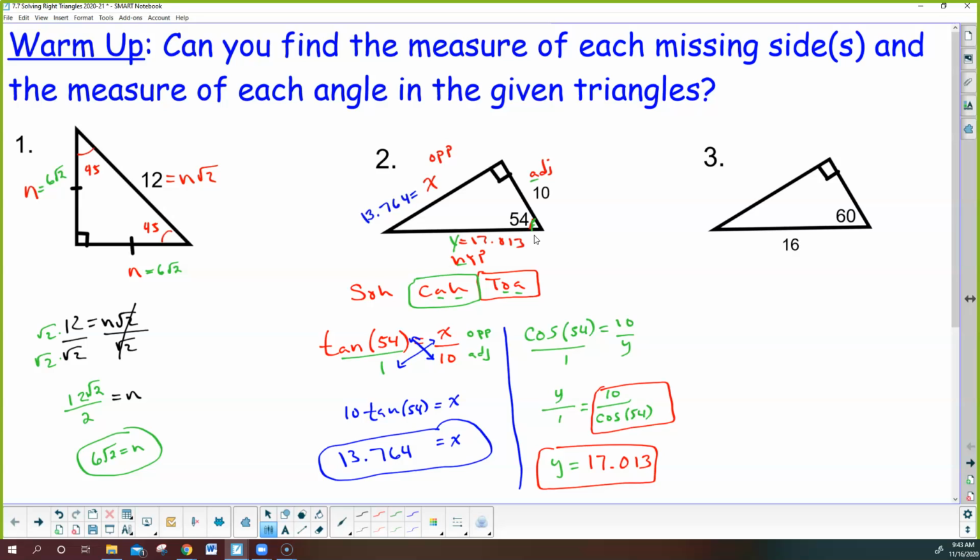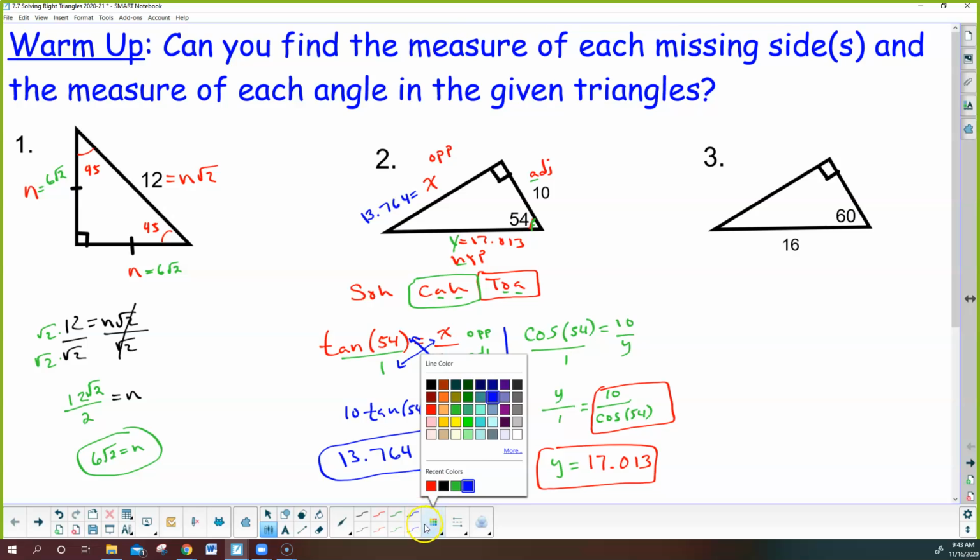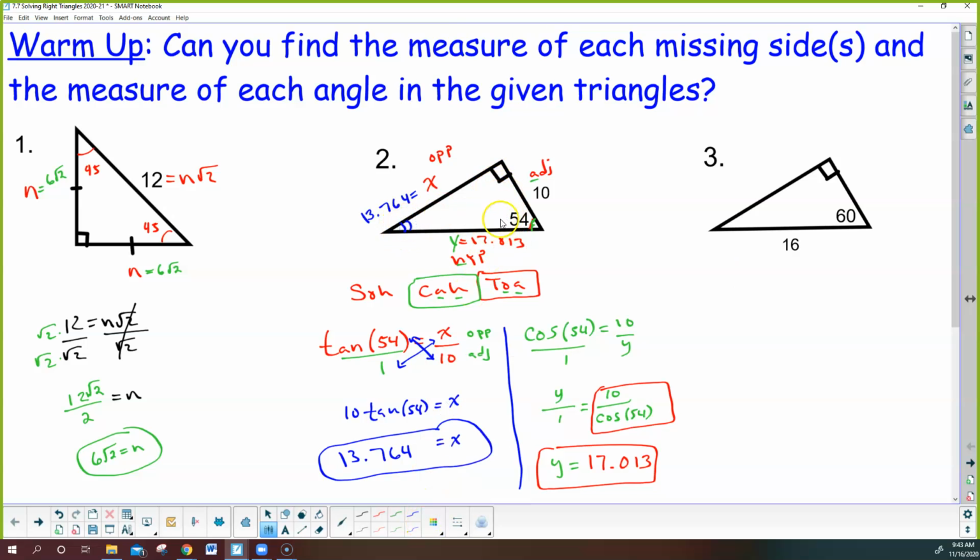All right, so we're almost done. The directions said find all three sides. We did that. And now we have to find all three angles. Well, if you know two angles of a right triangle, you can subtract from 180 to get the other angle. So 90 plus 54, or 180 minus 90, means there's 90 left. These two acute angles will always have to add up to 90, which means this missing angle is 36.